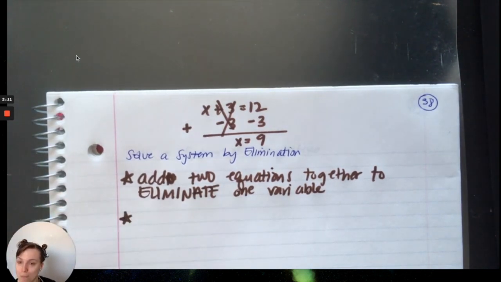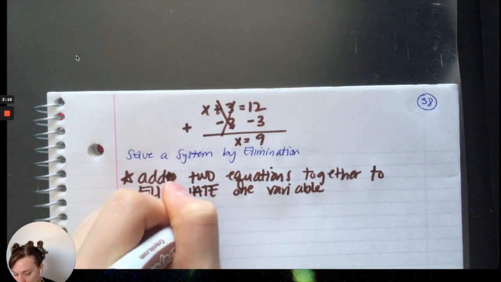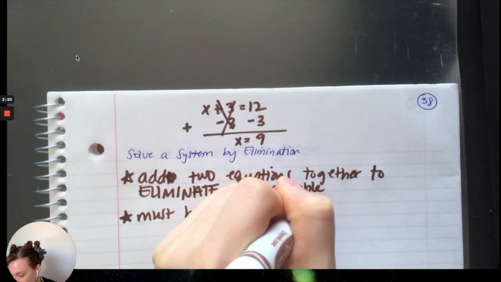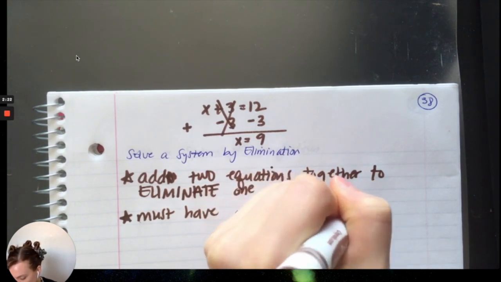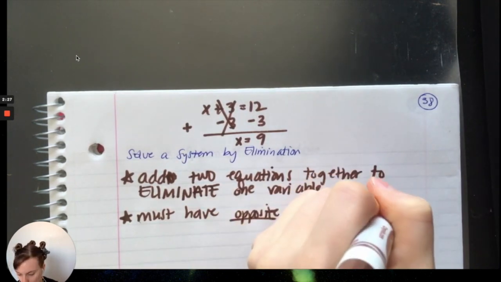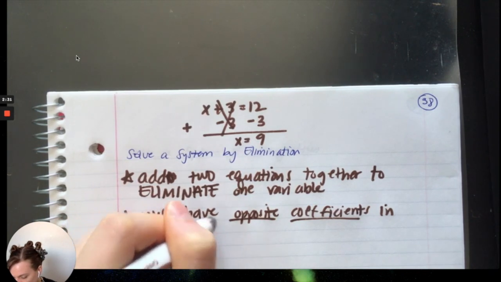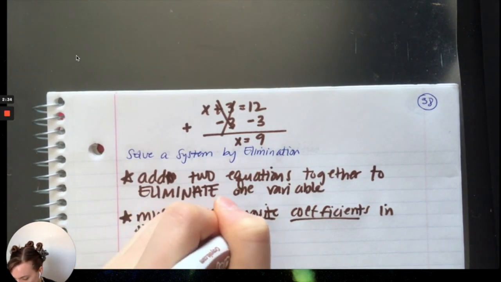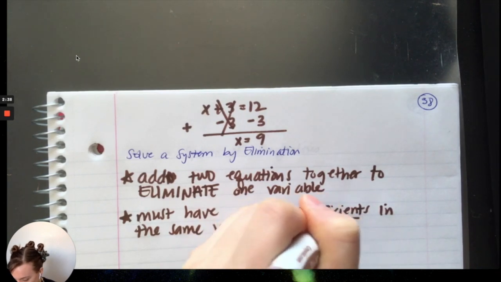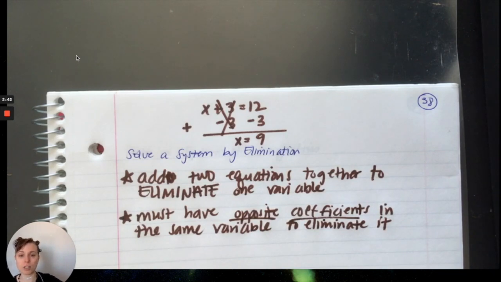So in order to make this happen, you must have opposite coefficients in the same variable to eliminate it. So our goal is going to be having opposite coefficients.